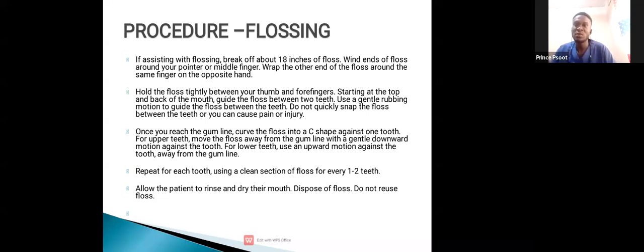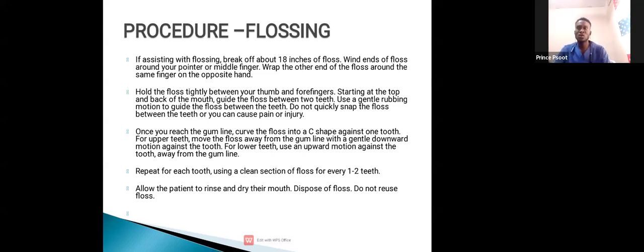Hold the floss tightly between your thumb and forefingers, starting at the top and back of the mouth. Then guide the floss between two teeth. Use a gentle rubbing motion to glide the floss between the teeth. Do not quickly snap the floss between the teeth, or you can cause pain or injury.